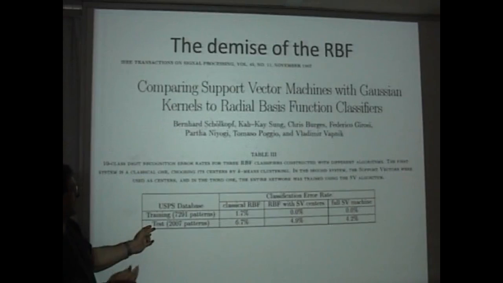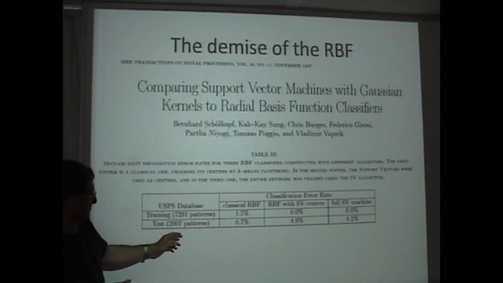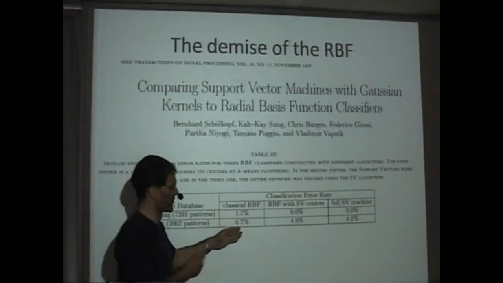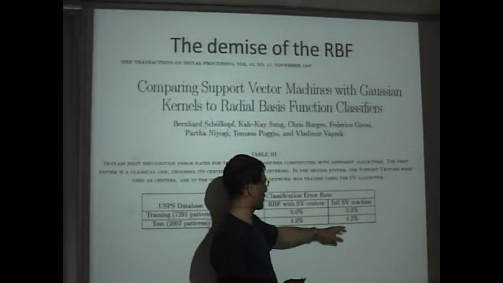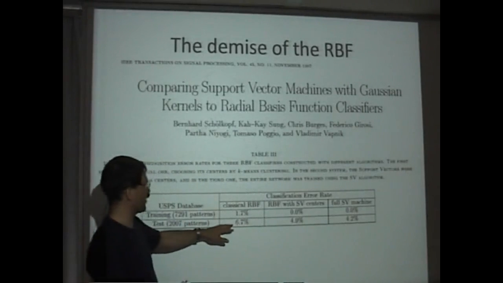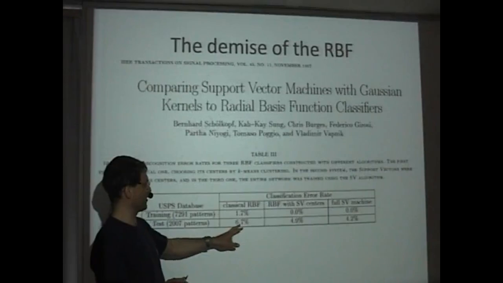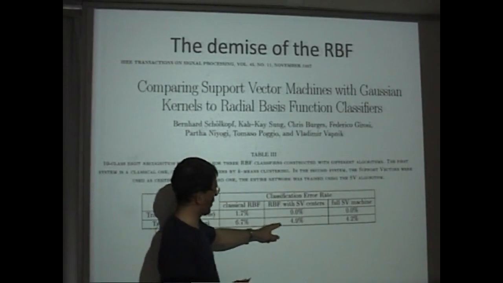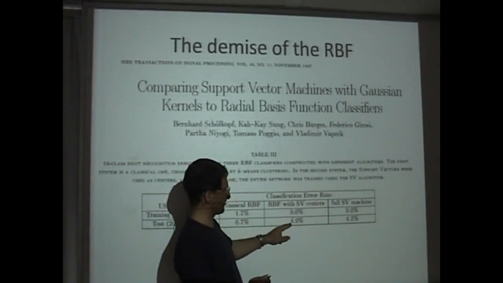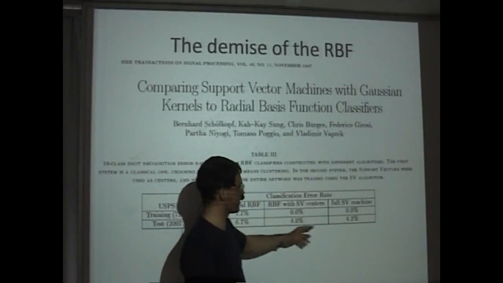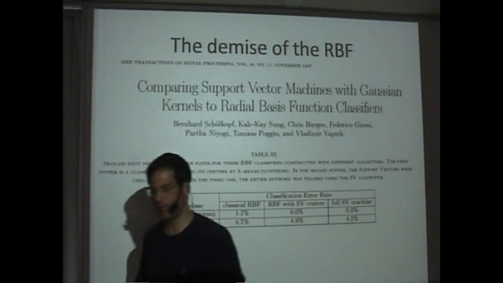I think it's some digit classification problem, and on the test set, the support vector machine with no tweaking whatsoever got a 4%. The RBF, where the centers were found by k-means clustering, found a 6.7%. And if you use the RBF centered on the support vectors of the support vector machine, which are not normally accessible, you get something which is still a little bit worse than the SVM.